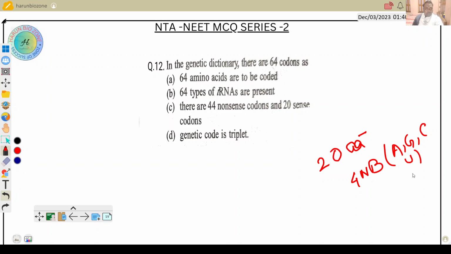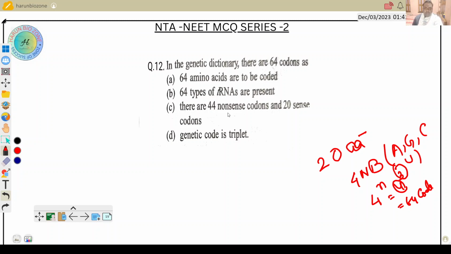Okay, so here 4 to the power n, or 4 to the power 3. 3 is the number of nitrogen bases in a codon and 4 is the total number of nitrogen bases. For one amino acid 3 nitrogen bases are required, which means 64 codes. So for 20 amino acids, 64 codes are available. Are 64 amino acids to be coded? No, only 20 amino acids are coded. 64 codons are present, but there are many types of tRNA.